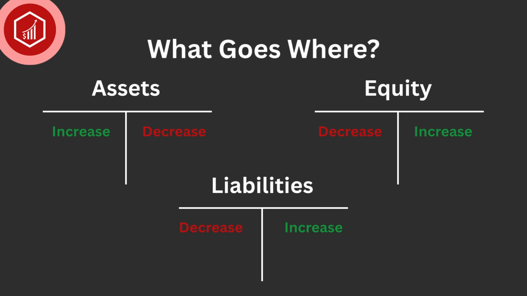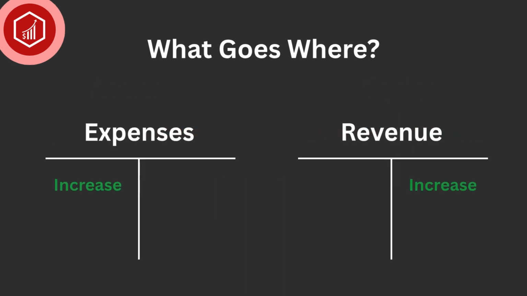Assets increase with the debit and decrease with the credit. Liabilities increase with the credit and decrease with the debit. Equity increases with the credit and decreases with the debit. Expenses increase with the debit. Revenue increases with the credit.